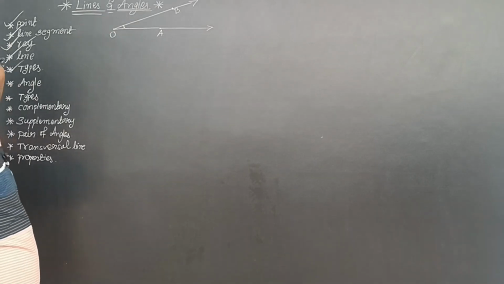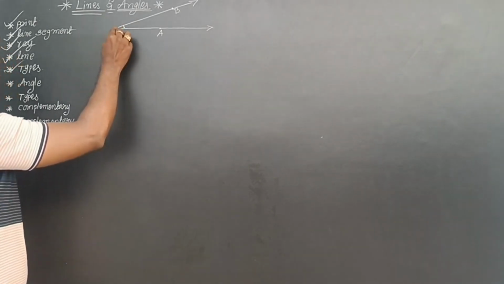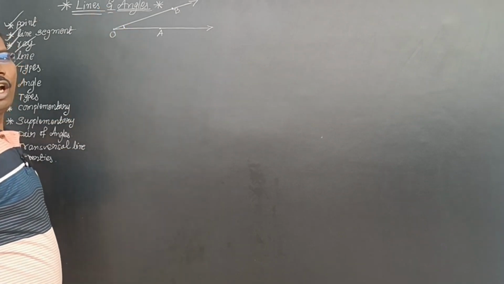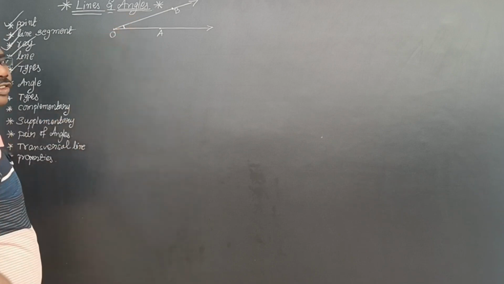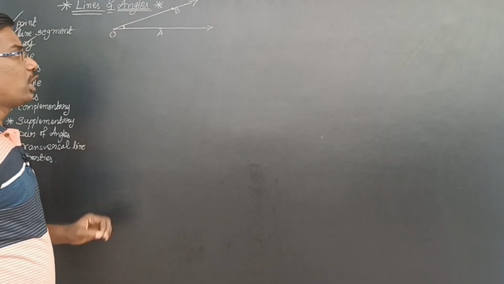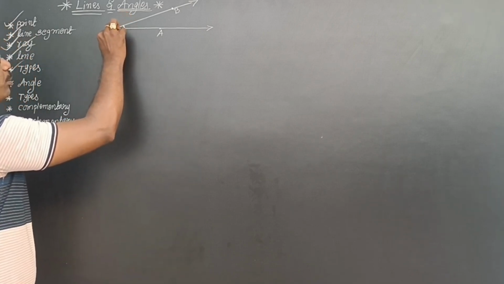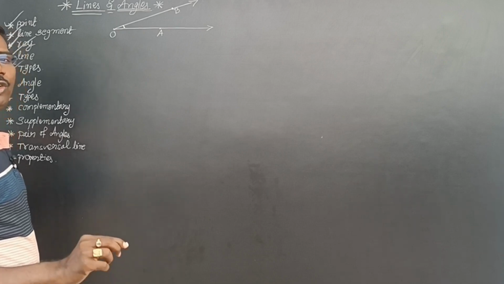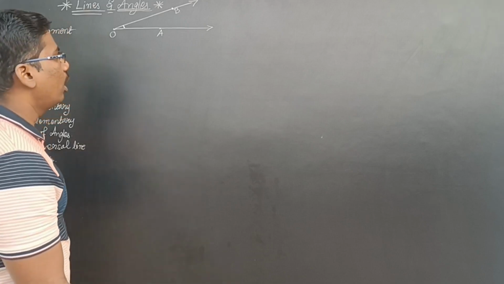Isn't it? The gap between two rays which are having the same common point or same initial point, that is called angle. Or we can say union. The union of two rays which are having the same initial point, that is called angle. Or the gap between two rays which are having the same initial point, that is called angle.